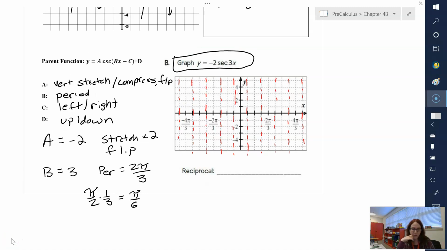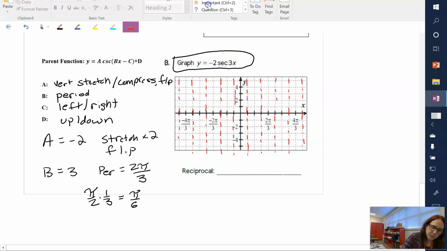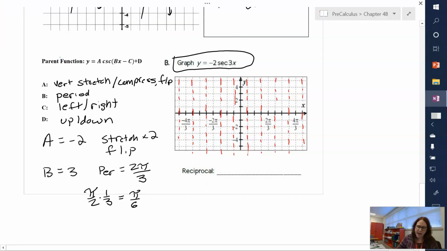I have a stretch times 2 and a flip, so my no man's land, instead of being between -1 and +1, is going to be between -2 and +2. So what that means is when I go to graph, instead of starting at 1 and graphing up like this, I'm going to start at 2. And because of the flip, I'm going to -2. So here's what this piece looks like.